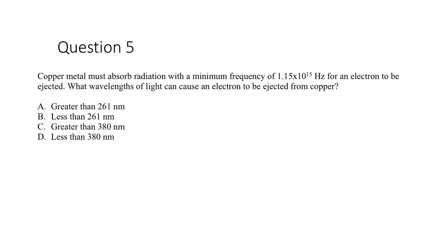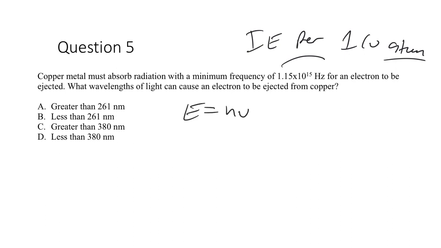Next question. So copper absorbs with a minimum frequency of 1.15 times 10 to the 15 hertz for an electron to be ejected. So this is telling us the ionization energy per one copper atom. So the energy it takes to ionize copper is 1.15 times 10 to the 15 hertz. We could calculate this in terms of an energy if we wanted. E is equal to h nu. So that's just telling us something about the energy it takes to remove an electron from this atom. What wavelengths of light are capable of causing this electron to be ejected?